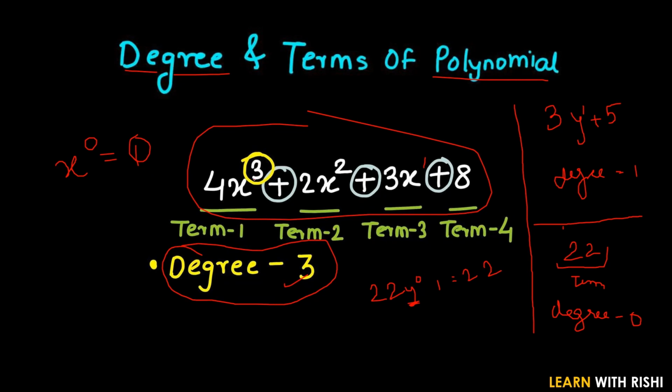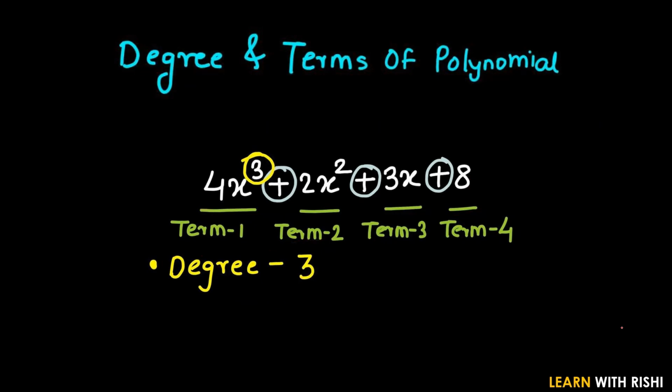Here also I can mention 4x cubed plus 2x square plus 3x plus 8x raised to 0. But we do not mention it like this. We directly mention it as a constant. So this is also a term with degree 0. I hope you understood the two terms, that is degree of polynomial and terms of polynomial.